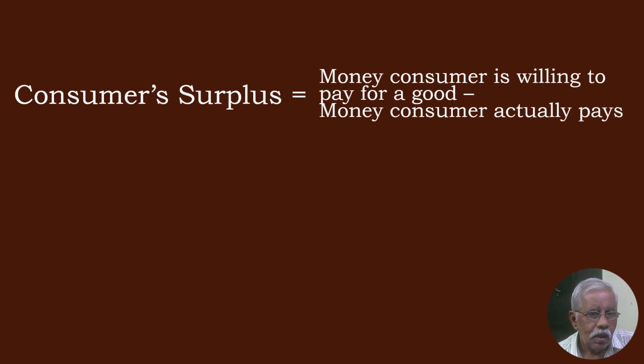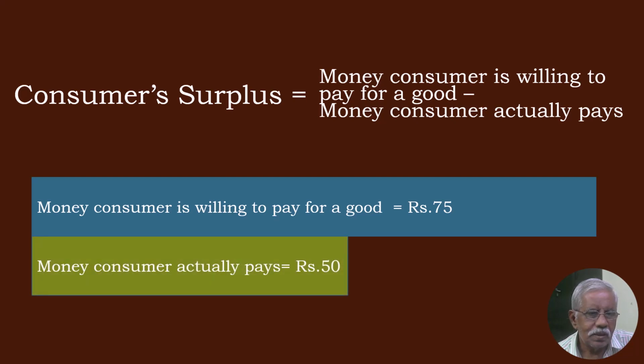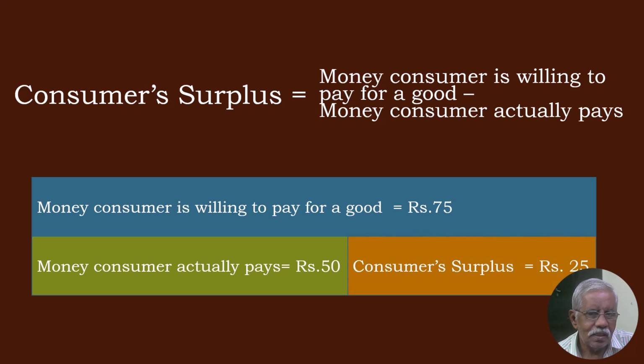We know consumer surplus is the difference between the money the consumer is willing to pay and the money the consumer actually does pay. Let us see a numerical example. The consumer is willing to pay 75 rupees for a good, but he pays only the actual price of the good. It is 50 rupees. Then, in this case, consumer surplus is 25 rupees. This is consumer surplus in simple terms.